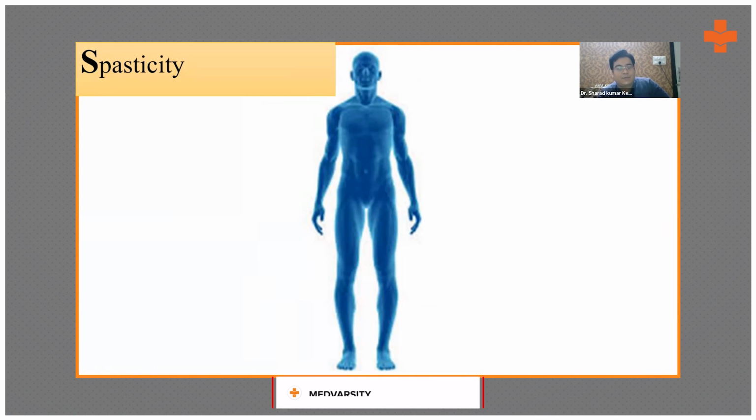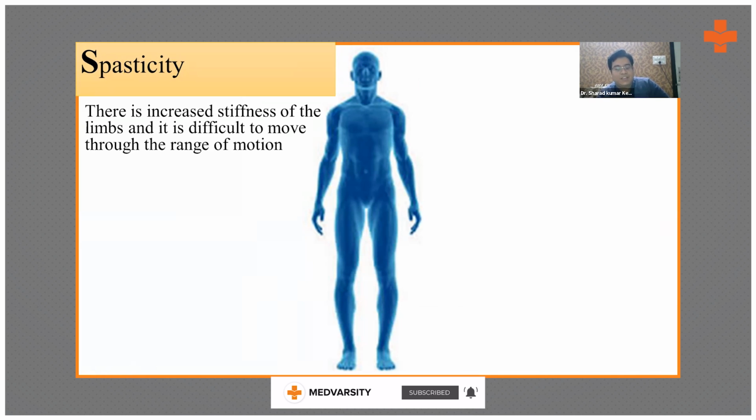Now we'll talk about another very important aspect of rehabilitation and a complication in the spinal cord injured patient, that is spasticity. Spasticity, as many of you will know, is a velocity-dependent increase in tonic stretch reflexes as a result of UMN type of injury. So there is increased stiffness of the limbs, and this increases with each range of motion, meaning every time you are moving the limb. Unlike rigidity, where there is constant resistance to the range of motion.